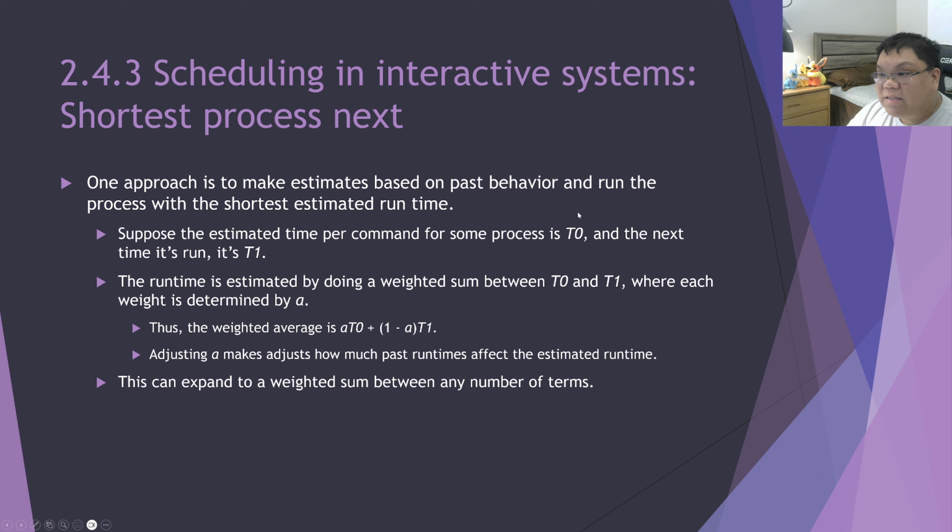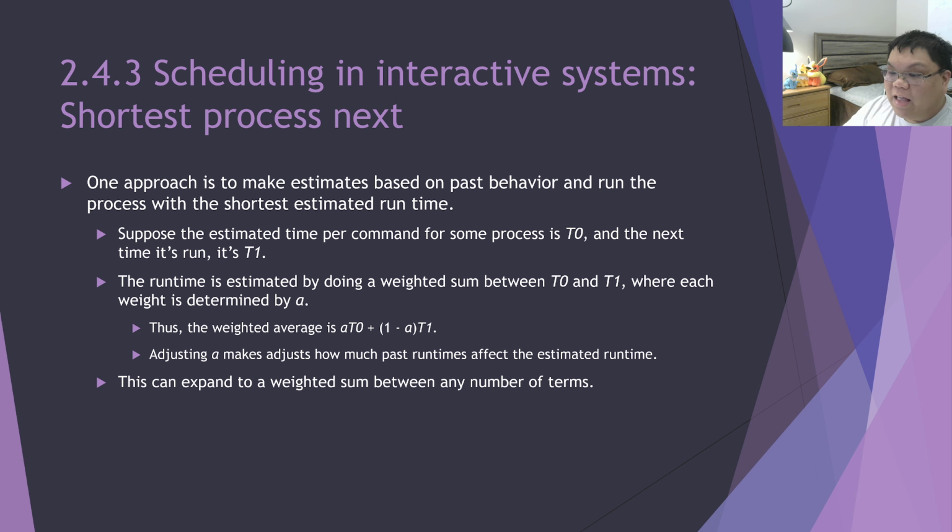So we estimate how long processes run based on past behavior, and then we run the process with the shortest estimated runtime. Suppose the estimated time per command for some process is T0, and the next time it's run, it's T1. The runtime is estimated by doing a weighted sum between T0 and T1, where each weight is determined by a variable called A. Thus, the weighted average is A times T0 plus 1 minus A times T1. How we adjust A adjusts how much past runtimes affect the estimated runtime.